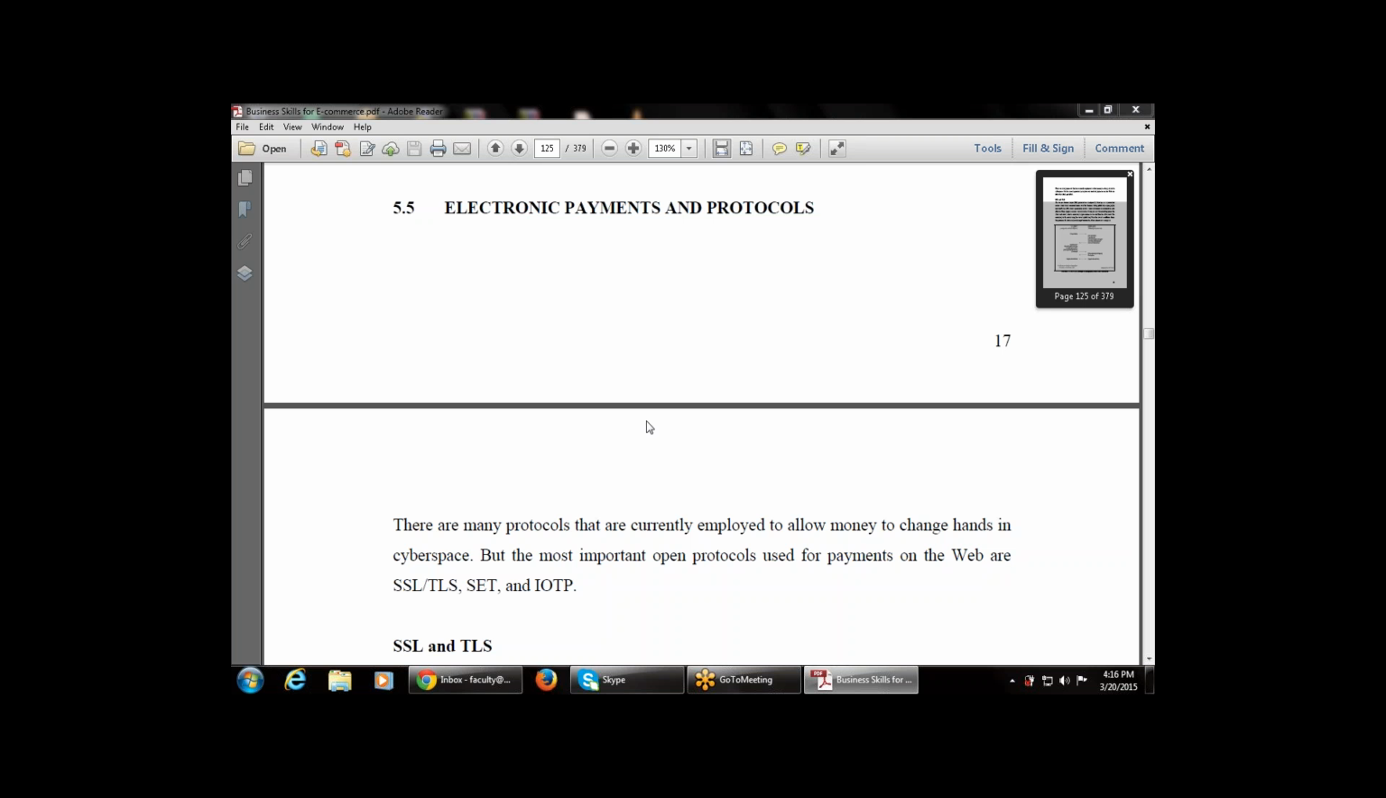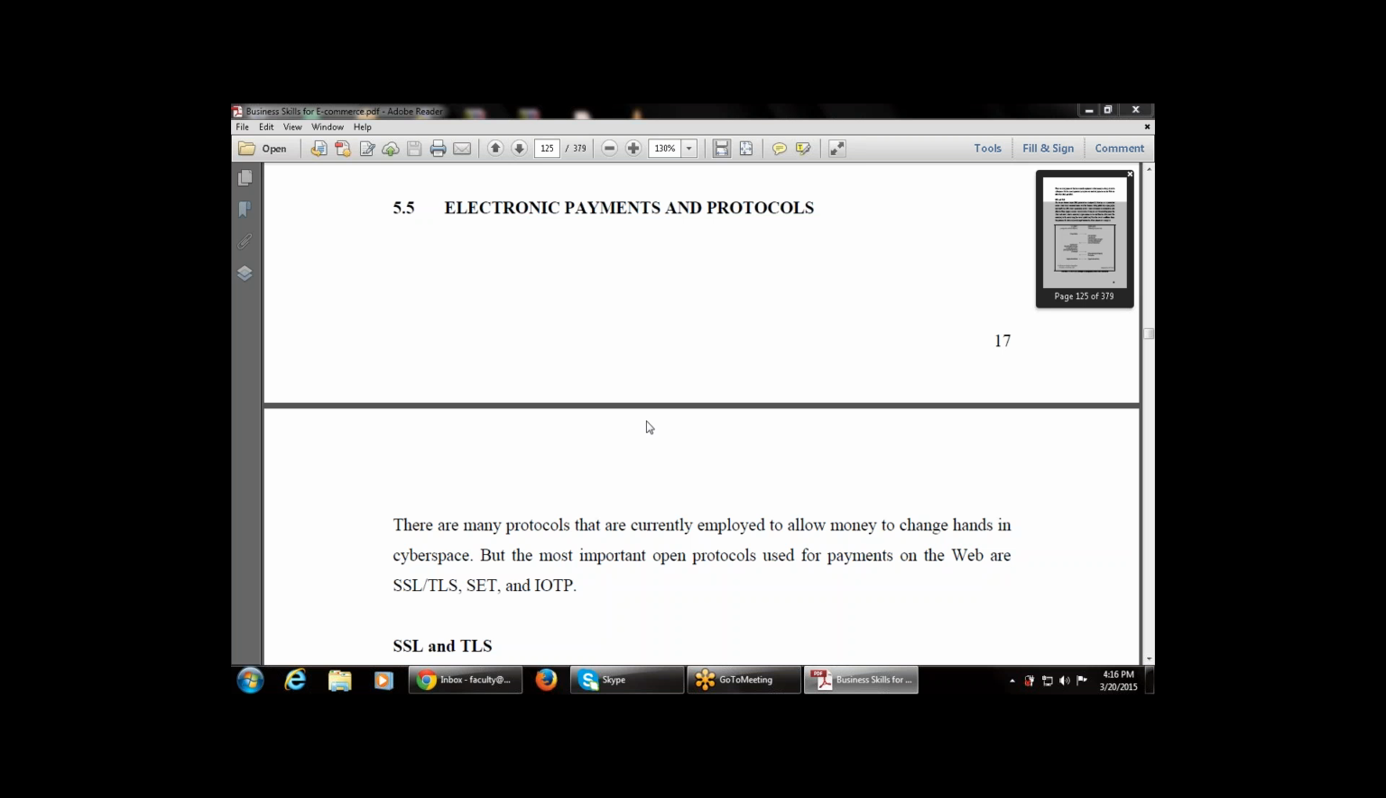Today I am going to continue with the same module, that is business skills for e-commerce, and the same chapter, chapter number 5, that is e-payment systems or e-payment methods. This chapter is based on the payment procedures or payment modes which are done automatically online. Whatever modes we choose for payment that is done online, that is electronically, is known as e-payment.